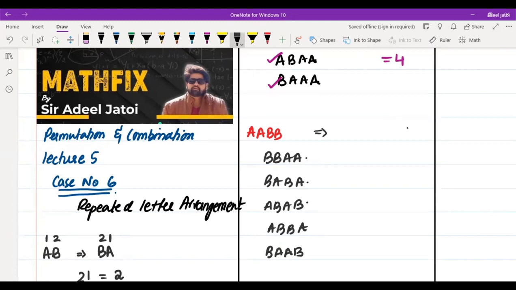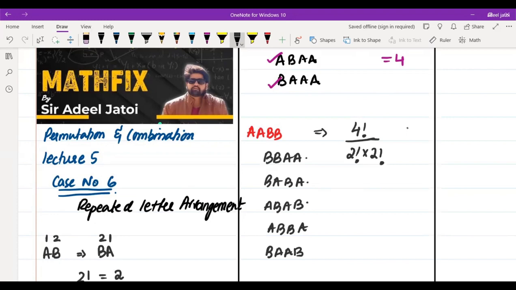But if we write it with the help of factorial, we can write this as 4 factorial upon the repetition of two A's multiplied by the repetition of two B's. So whenever you have two different alphabets being repeated, we write them separately in the denominator. The first 2 factorial is the repetition of two A's, and the other 2 factorial is the repetition of two B's.